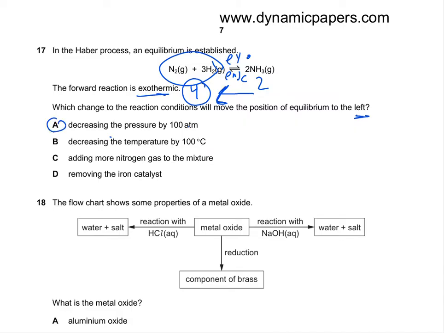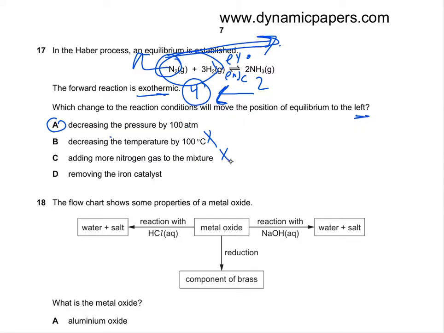Decreasing the temperature: when I decrease the temperature, it moves to the exothermic side. The exothermic side here is the right hand side. So if I decrease the temperature, it will move to the right hand side, so that will not move the equilibrium to the left. That's wrong. If I add more nitrogen gas, I will increase the reactants. When I increase the reactants, the equilibrium will shift to the products to reach equilibrium again, so it will shift to the opposite side, so that's wrong.